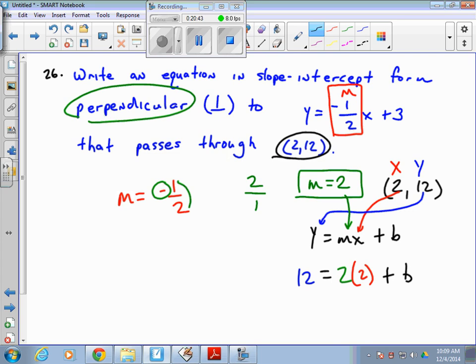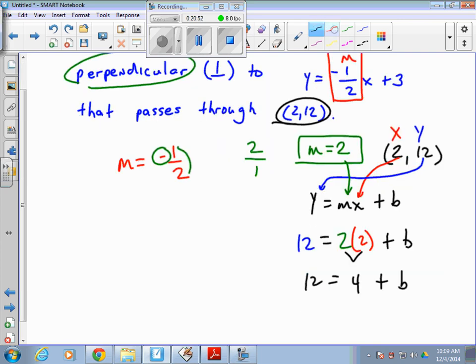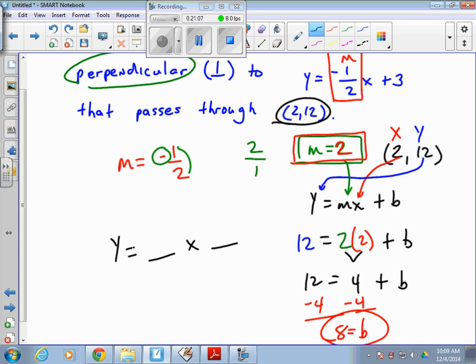The plus b stays the same. That's what we're looking for. When you multiply 2 times 2, you get 4 plus b equals 12. And when you subtract 4 to get b by itself on both sides, you get b's value is 8 to go along with your slope value of 2. So y equals mx plus b. M's value, again, is 2. Your b's value is positive 8. We just found it right here. Plus 8. 2x plus 8.